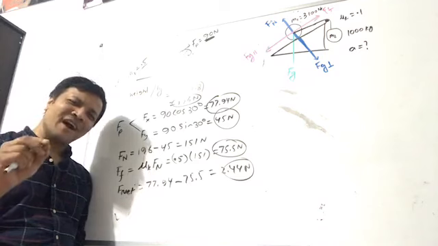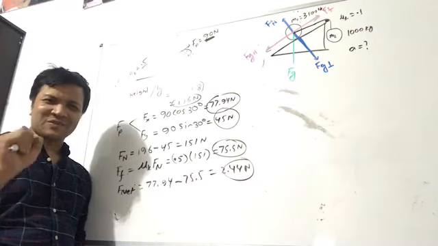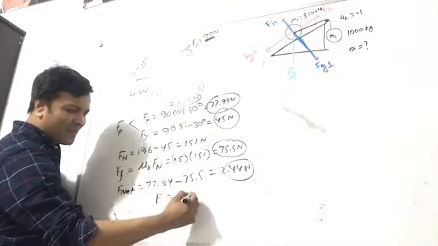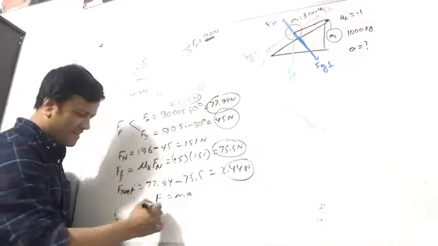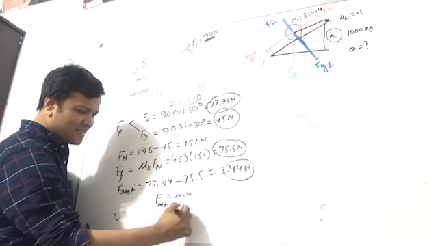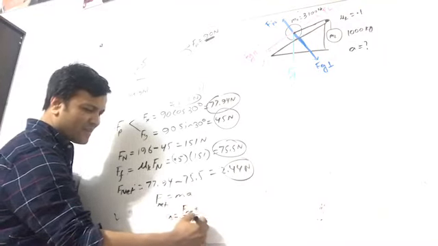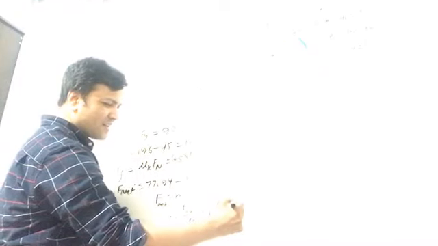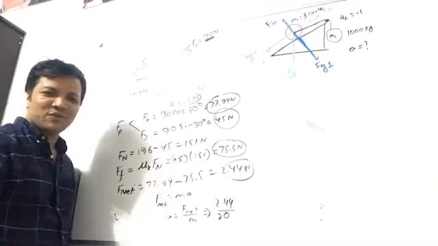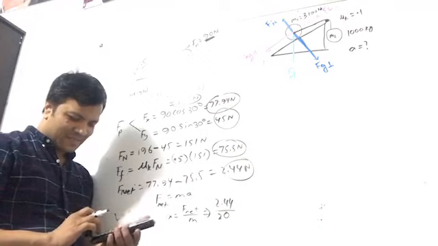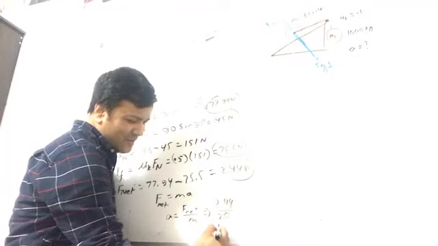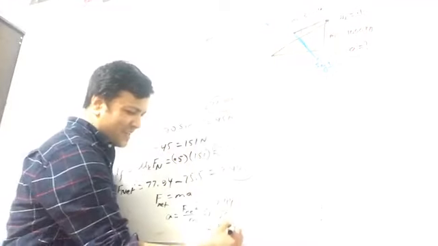So now we can find the acceleration using Newton's second law. Newton's second law is F equals ma, but it's actually F net equals ma. So acceleration is, of course, F net over m. F net is 2.44 divided by 20 kilogram. So 2.44 divided by 20 is 0.122 meter per second squared.